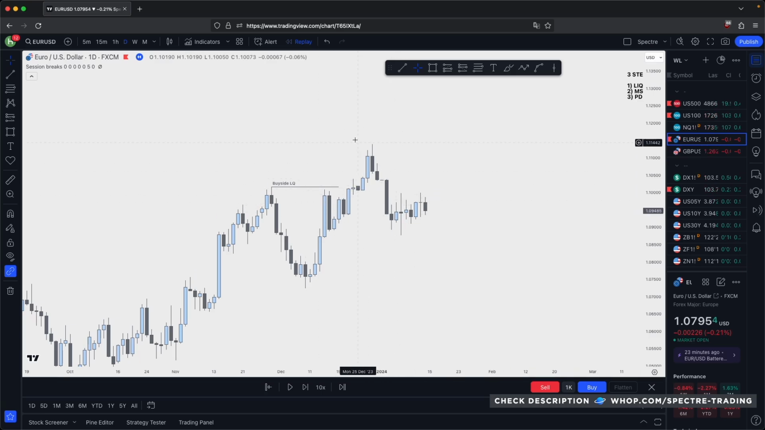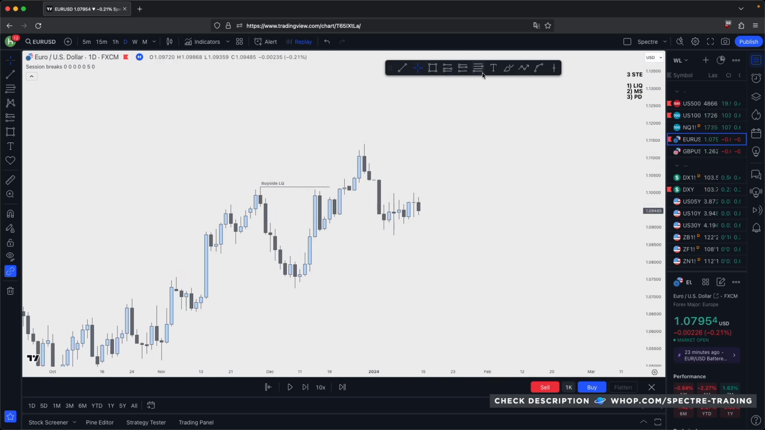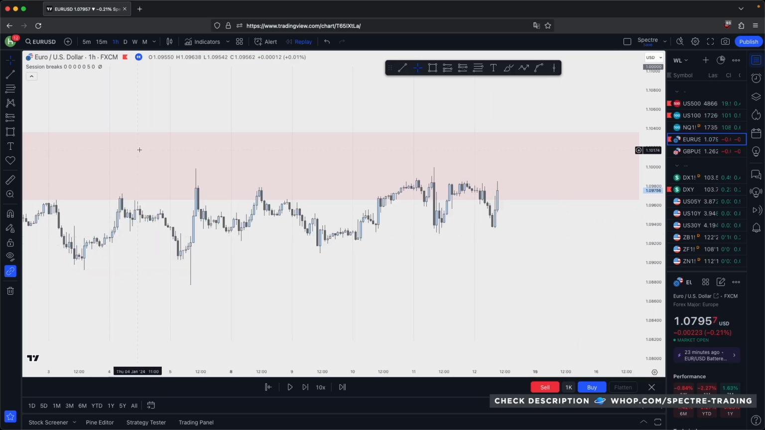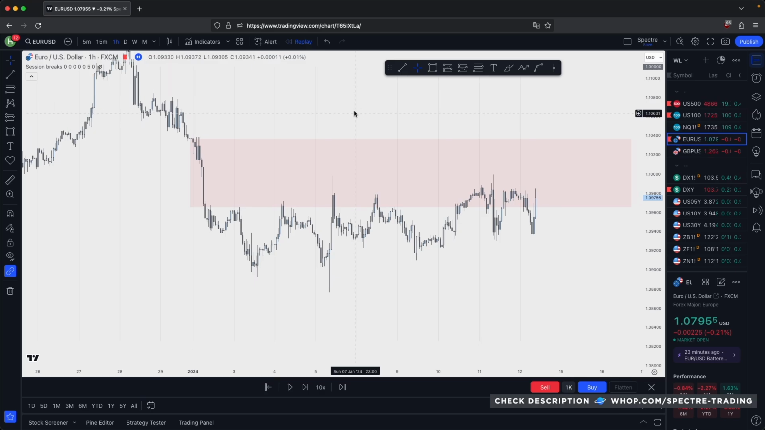That gives you your change in state of delivery, and we could anticipate for price to retrace into a PD array before continuing lower, and this being your overall target. What is price currently trading in right now? This imbalance left behind. Now let's go down to the hourly and see what it's currently doing. It's currently consolidating at this premium array, essentially respecting this premium array.